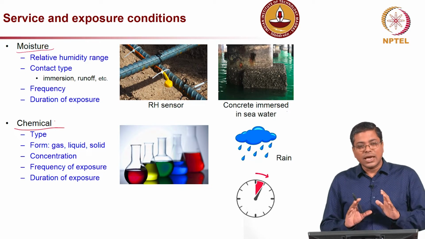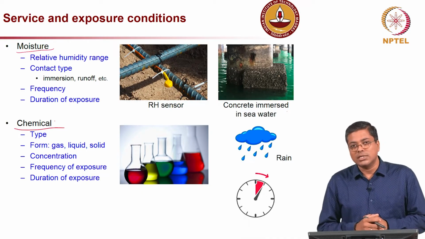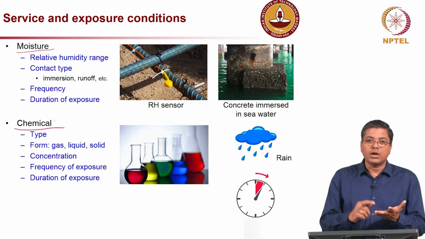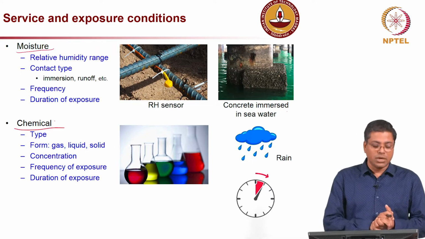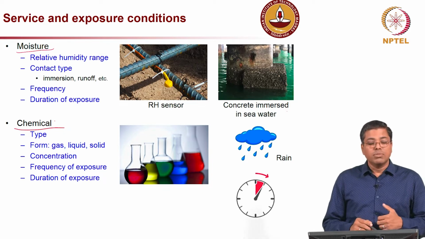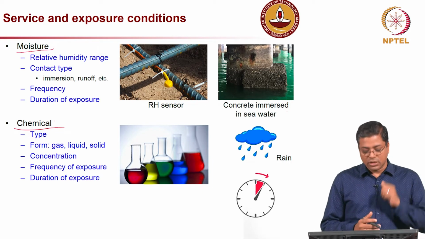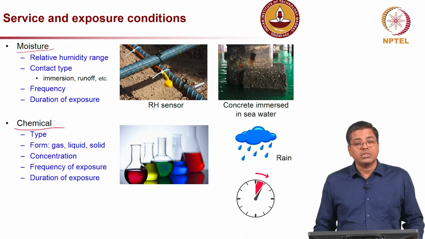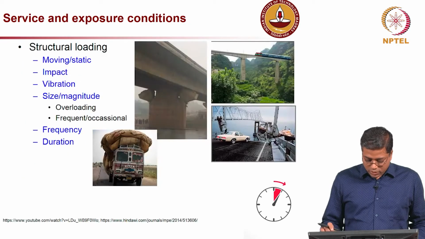So, again, the local environmental condition, what chemicals are present, what temperature, what moisture conditions and what chemical conditions are there, all these have to be really assessed before we go for further details of the condition assessment. So, these are all background information which are necessary.